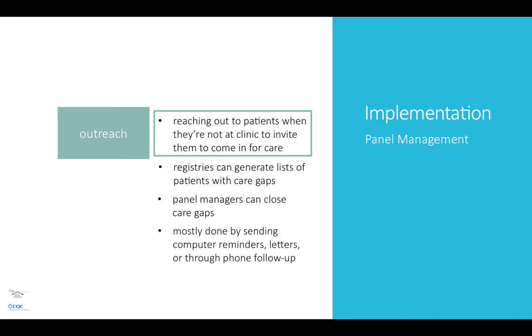Most outreach can be done by sending computer reminders or letters to patients, with panel managers following up by phone for patients who do not respond. In general, registries are combed every 1 or 2 months to look for care gaps and to outreach to patients without scheduled clinic visits.